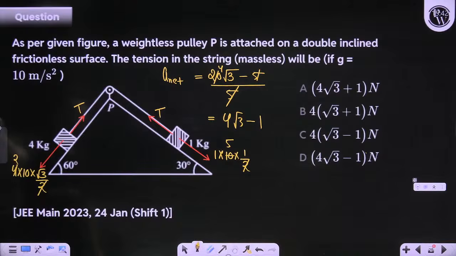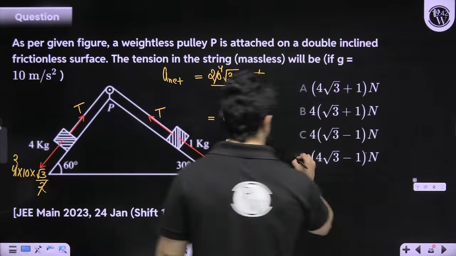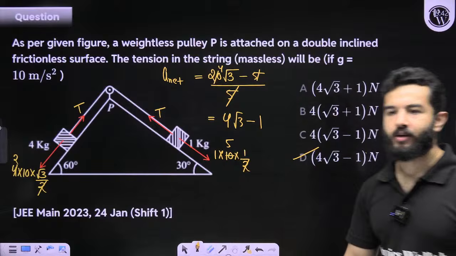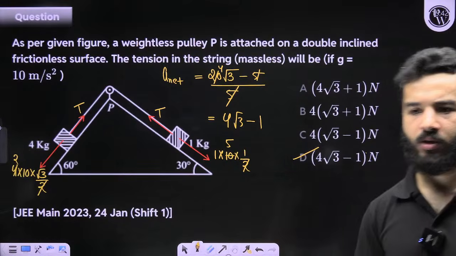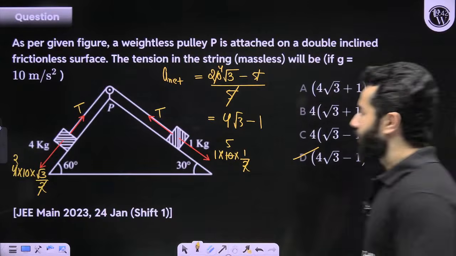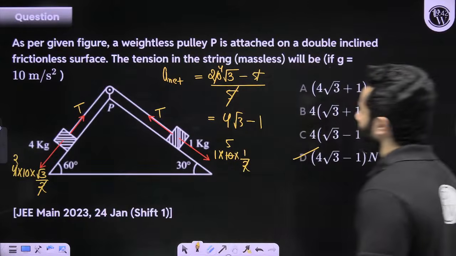Friction is not there, my dear friends, right? So 4 root 3 minus 1, that means option D is correct. Clear? Any more doubts? Robin, any doubt? Be quick. Let me know in the chat box.